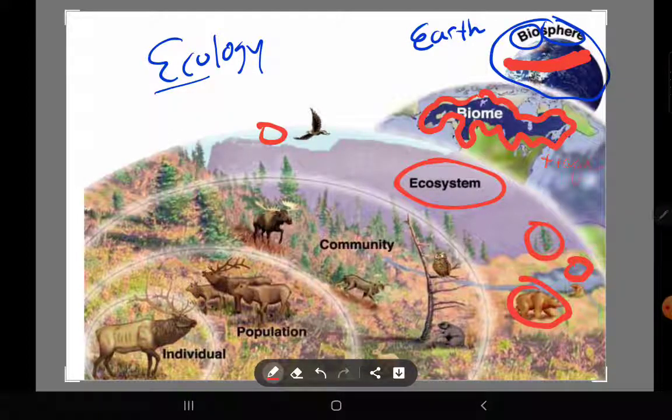So there it is. We study the individual, then we study the population, the community, the ecosystem, the biome, and the biosphere. Those are all levels of study.